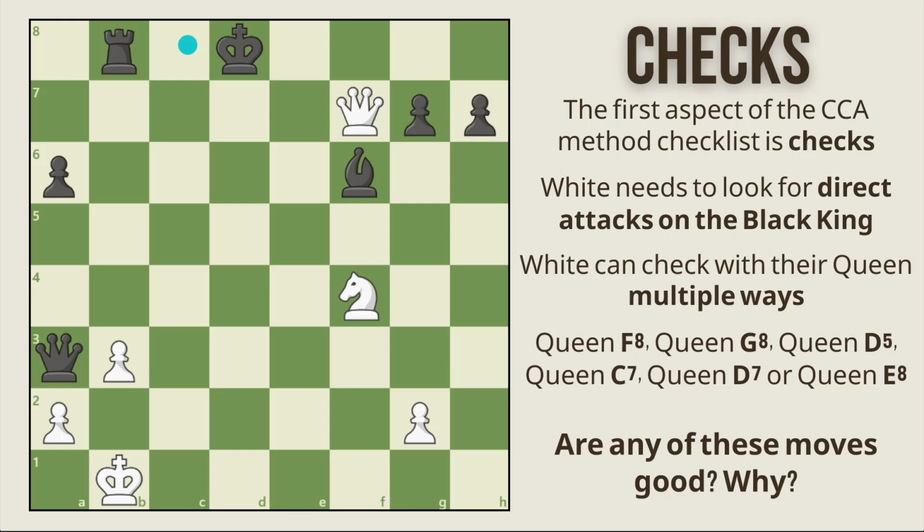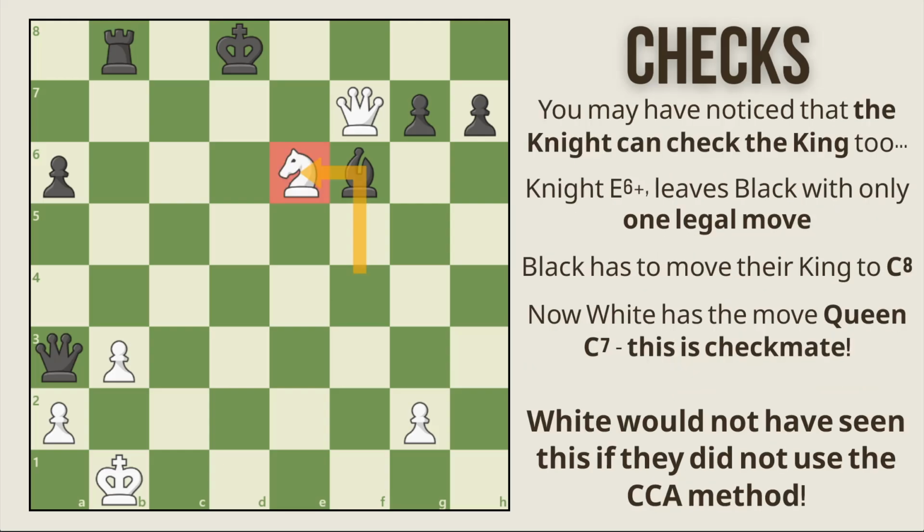Moves to c8, and then what? CCA method, look for another check. Yeah, exactly. So you may have noticed that the knight can check the king as well. So not just the queen can check it, but the knight can check it as well. So after knight e6, the only legal move is to move the king to c8, and then we follow it up with queen c7, and that's checkmate, because the king can't move anywhere, because the white queen will be able to take it, and it's supported by the knight, pretty much.